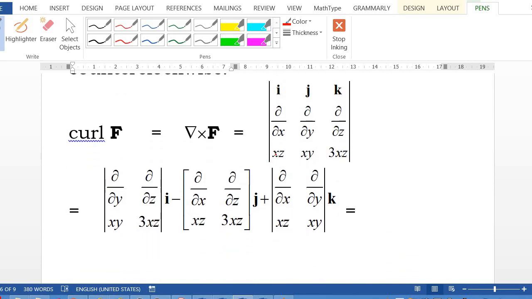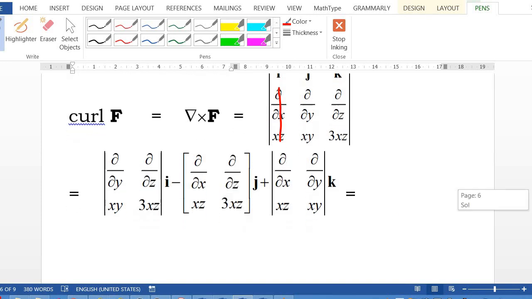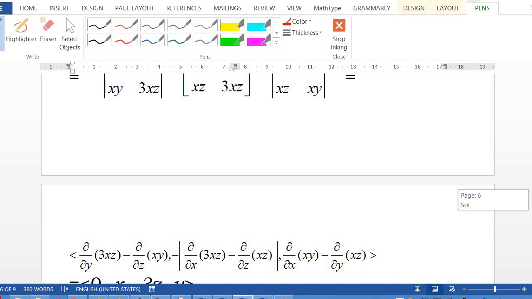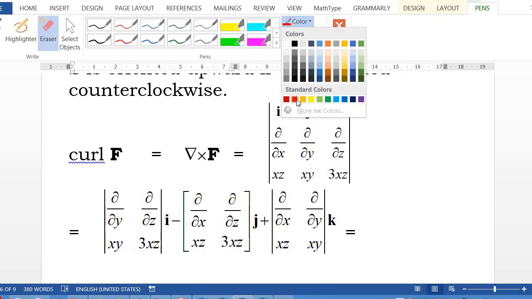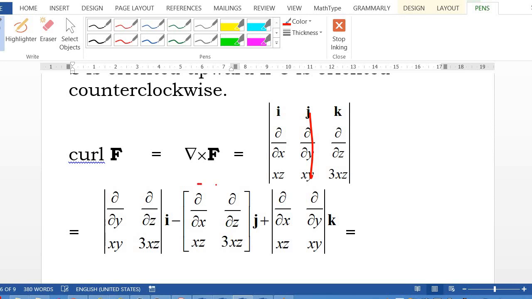Here F is xz i plus xy j plus 3xz k. For component i, close the i column, leaving del/dy of 3xz minus del/dz of xy. For component j, I cross K gives negative J, so copy down these two columns. For component k, close it and transfer these two columns; I cross J gives positive K.